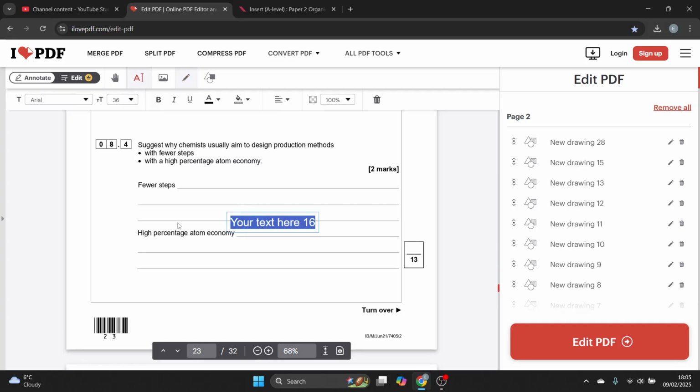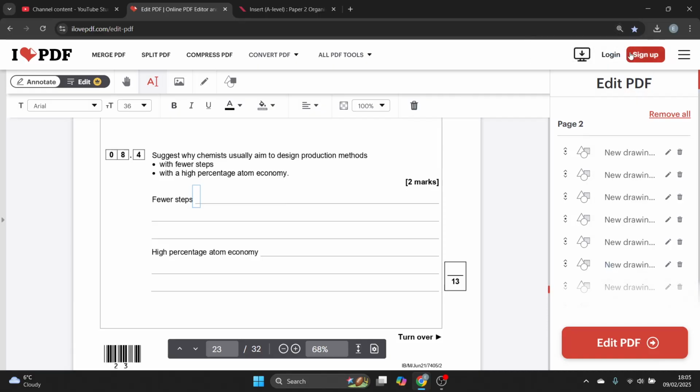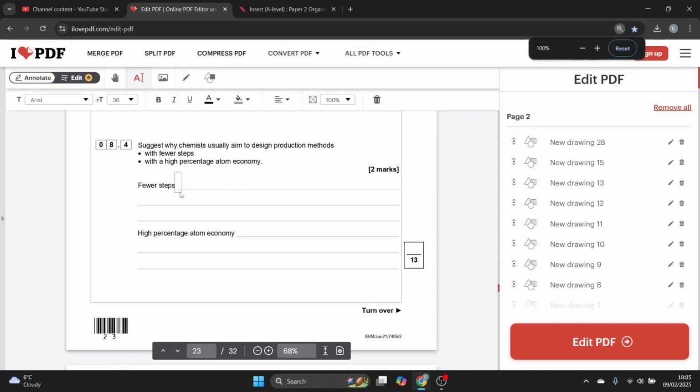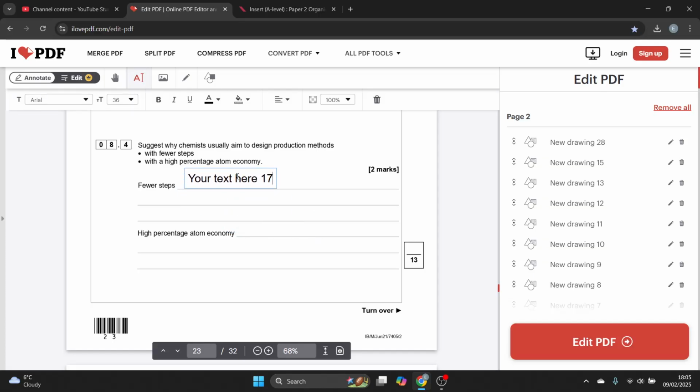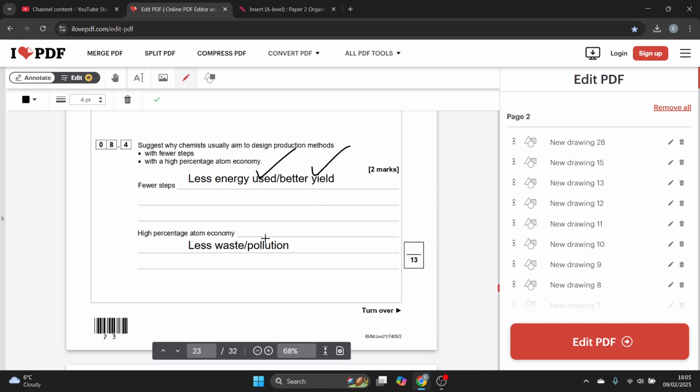So that's why chemists usually aim to design production methods with fewer steps and a high percentage atom economy. Less energy use, better yield, high percentage atom economy, less waste, less pollution.